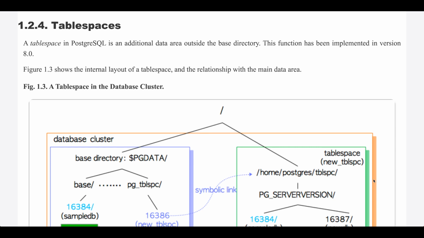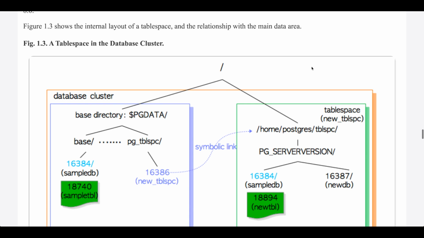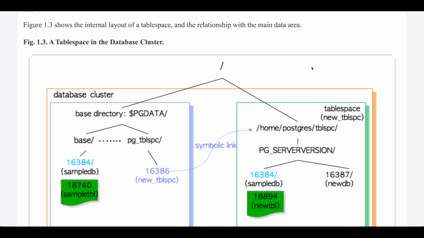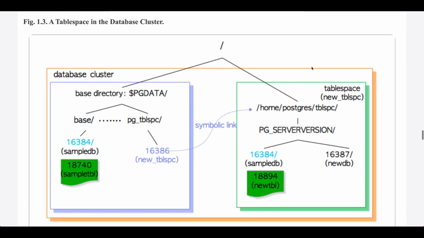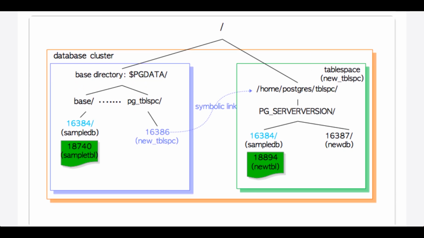(1.2.4) Table spaces. A table space in Postgres is an additional data area outside the base directory. This function has been implemented in version 8.0. Figure 1.3 shows the internal layout of a table space and the relationship with the main data area.